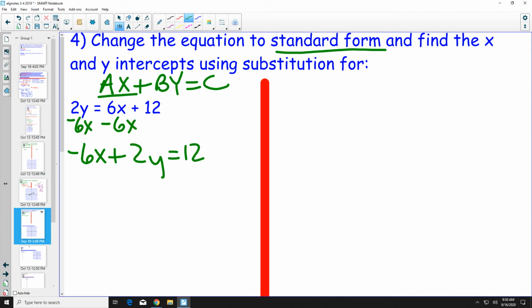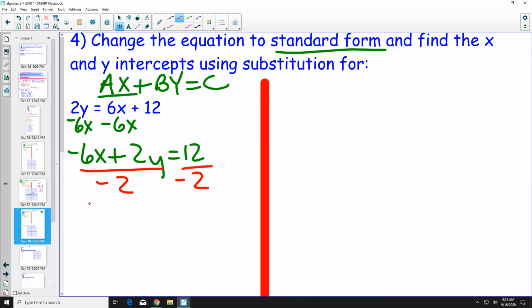No, why not? Okay, a couple of reasons. First of all, my coefficient for x is negative and it needs to be positive. Second of all, there's a common factor between negative 6, 2, and 12. 2 goes into all of them. So an easy way to fix both of those problems is divide the equation by negative 2. Good. Because then you'll have a positive coefficient for x, and you will not have a common factor of 2. So let's do this together.